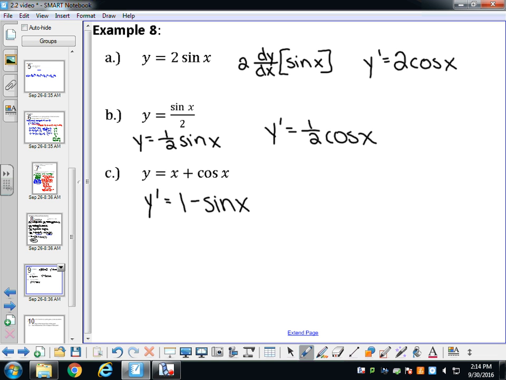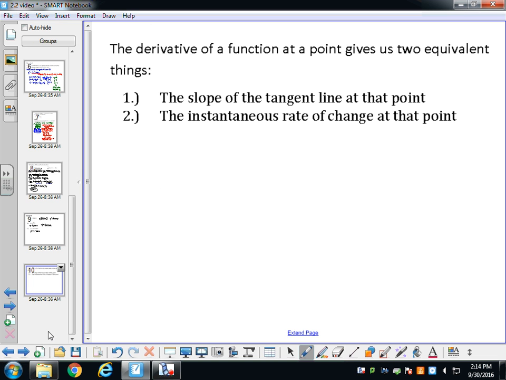All right, so just to wrap things up and remind us before we meet again, the derivative of a function at any point gives us 2 equivalent things. It gives us the slope of the tangent line at that point. Derivative is slope. It also gives us that instantaneous rate of change at that point, because remember, rate of change is a slope. Since it's instantaneous, it's exactly at 1 point instead of average, which is what we're used to.